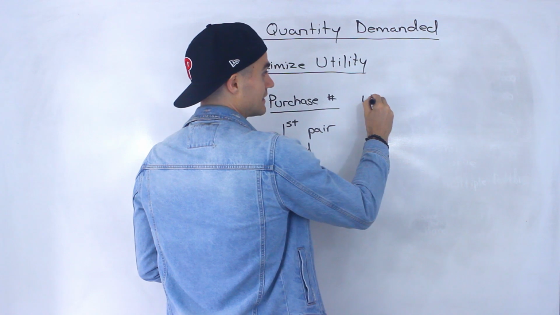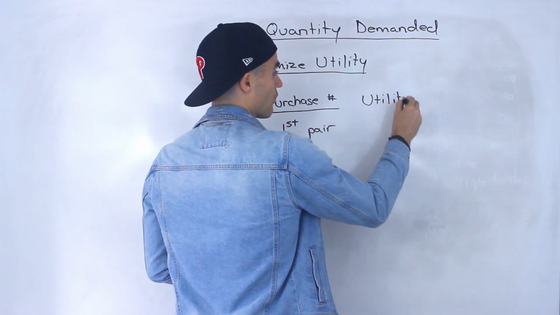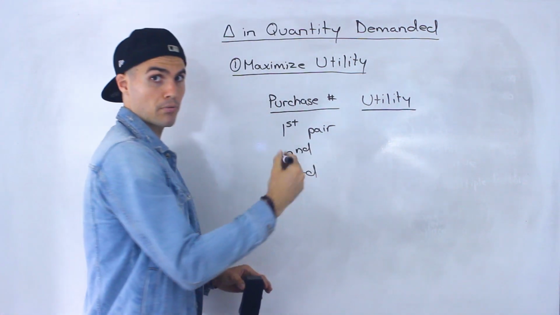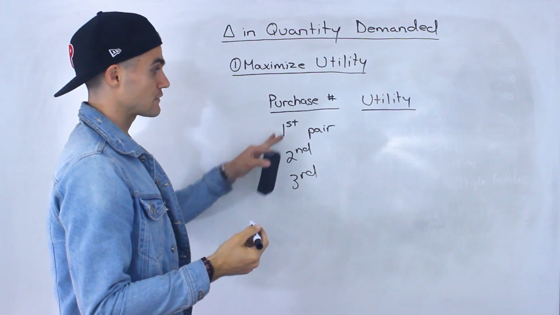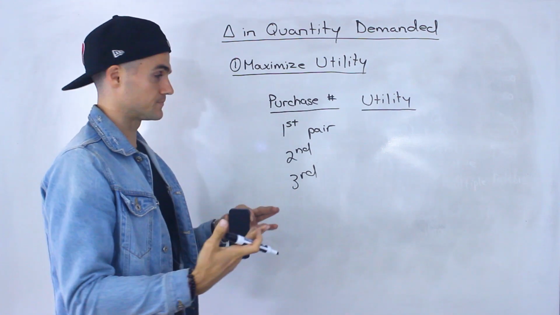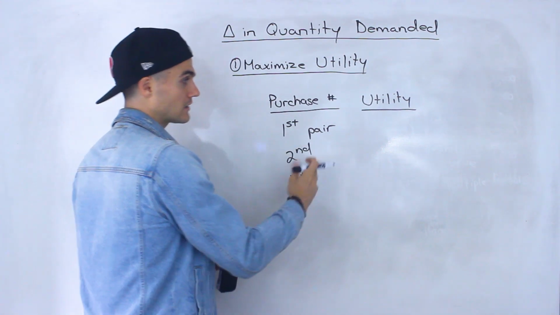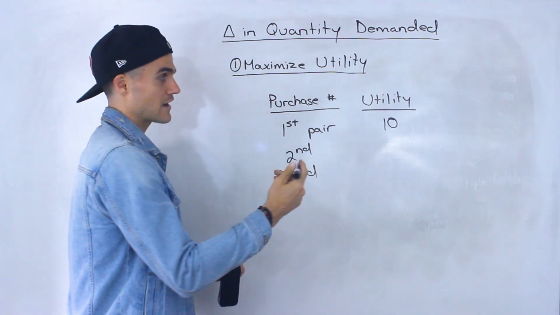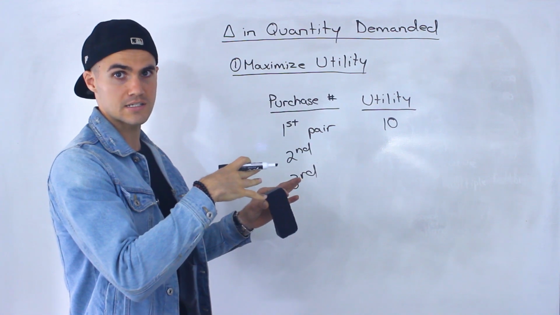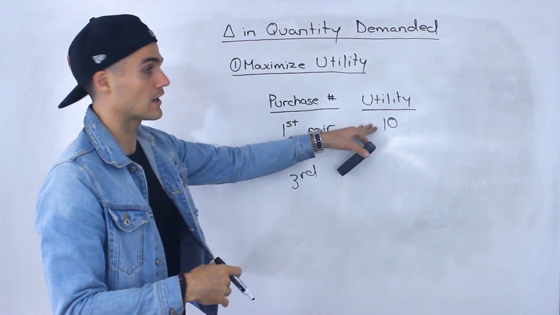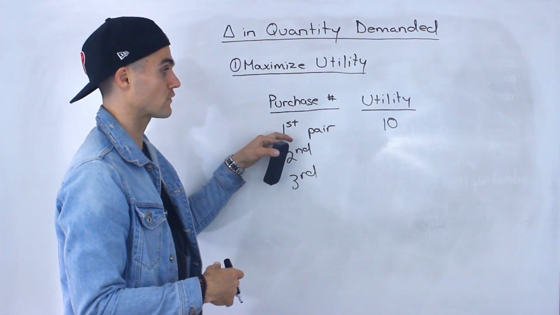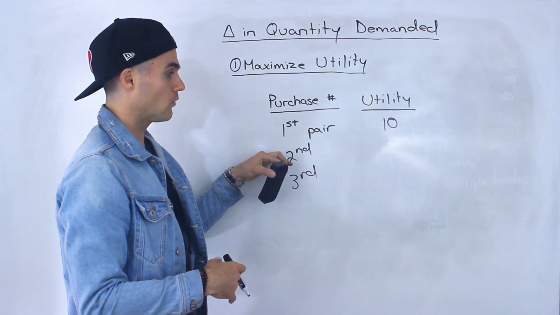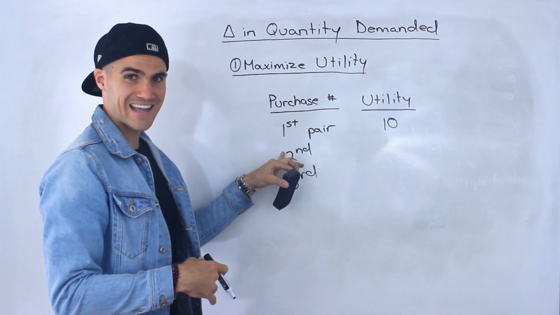Now, what's the utility that you're going to get for each purchase? So let's say that the first pair, you really want these shoes. And so you're buying them for sure, and so you're going to get, let's say, a high satisfaction. Let's say the utility is a scale from 1 to 10, so you're going to get a utility of 10 for that first pair.